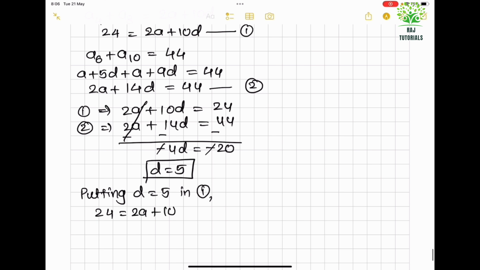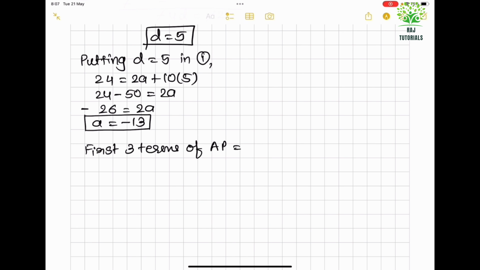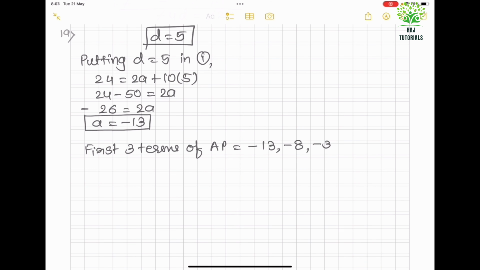24 equal to 2a plus 10 into 5. So 24 minus 50 equal to 2a. Minus 26 equal to 2a. So a equal to minus 13. Now a, I know d. So the first three terms of the AP will be minus 13, then the second will be minus 13 plus 5, so minus 8, and the third will be minus 8 plus 5, so minus 3.